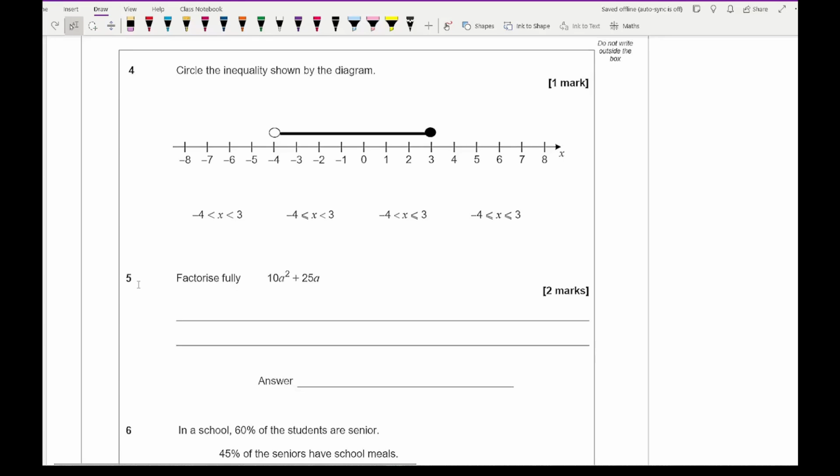Moving on to question 4, it says circle the inequalities shown in the diagram, and the correct answer you should have highlighted is going to be our third option. So we're just going to put a little circle around that.